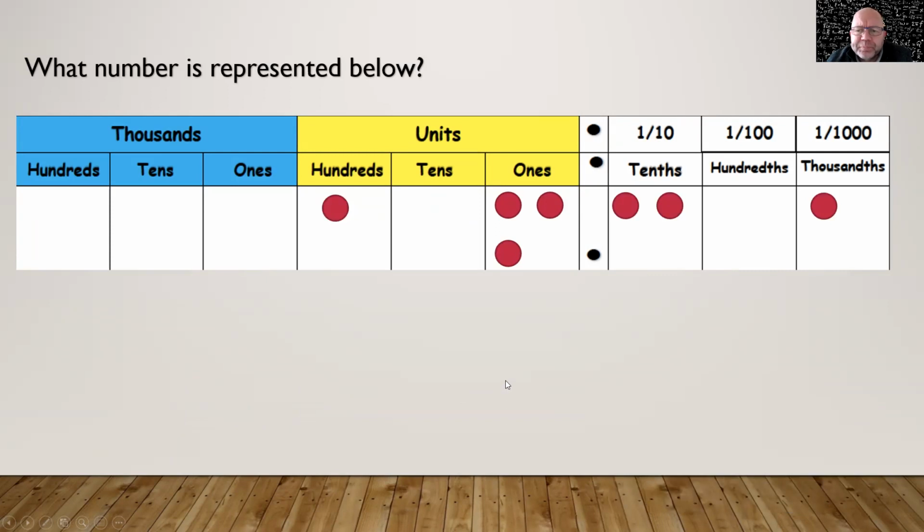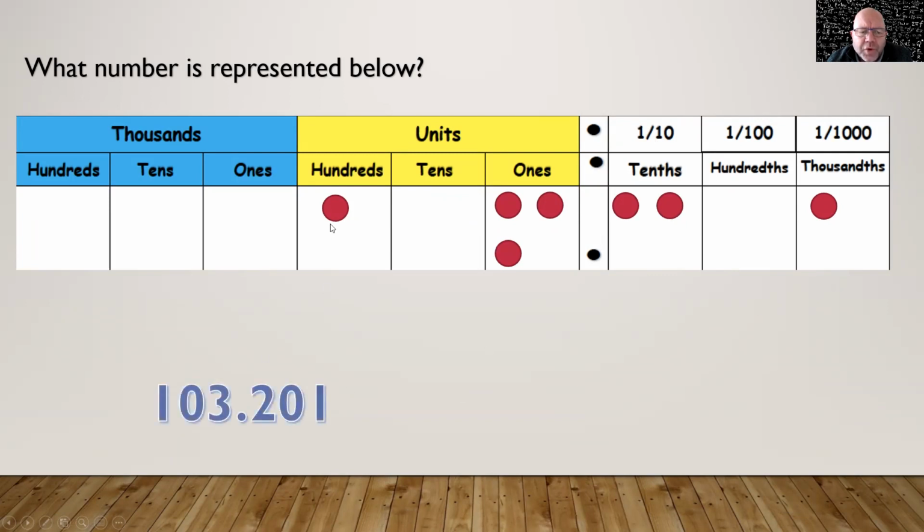What about this one? Okay, again, think about which column the counters are in. You've got 1 hundred, no tens, we'll come back to that, 3 ones, 2 tenths, no hundredths, and 1 thousandth. So what would that look like as a number?